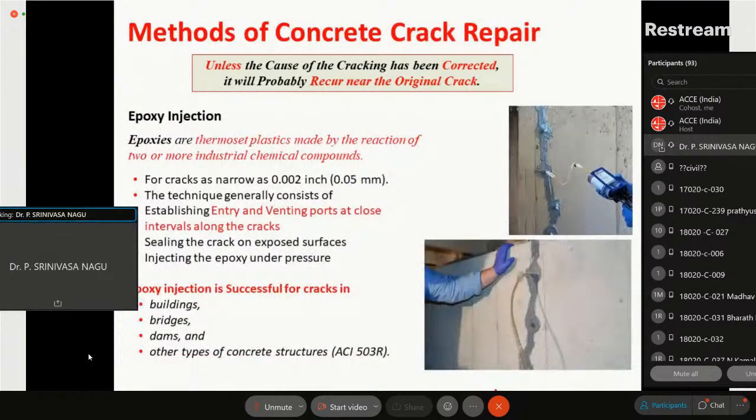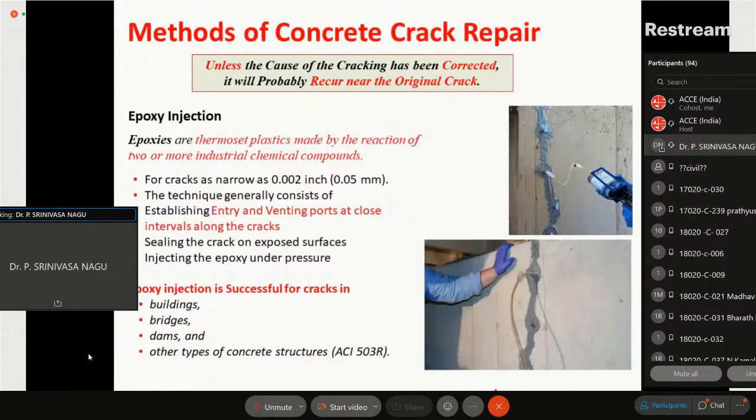So there is epoxy injection. For very narrow cracks, this is the best way. It's a very costly material. It has to be injected. When you inject it, you have to create certain ports to inject and vents for the air to come out, and finally the material comes out, showing that everything is filled up. It is overflowing. Then you close it and let it cure. There are very specific ways of doing this. It is a very sensitive material. One has to use it with good care and technique.